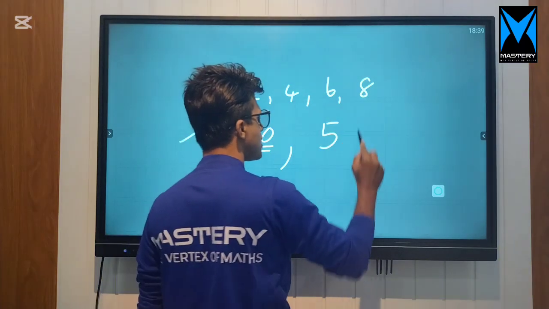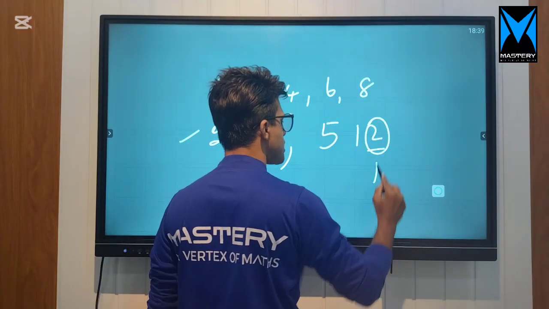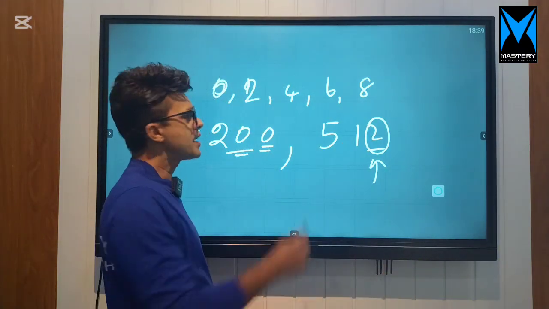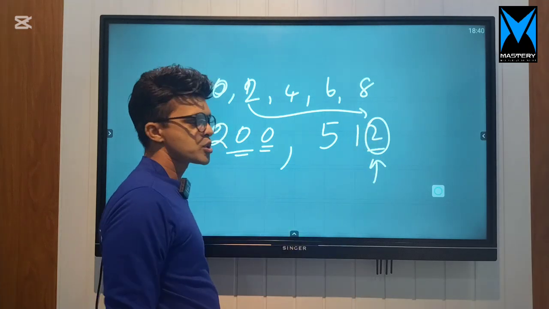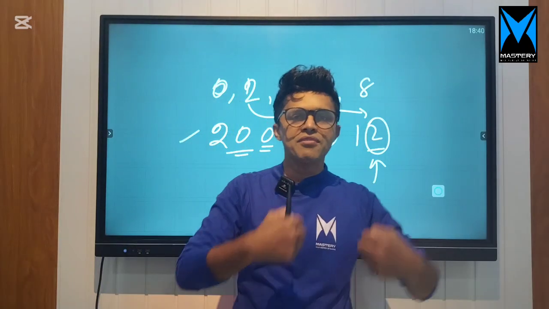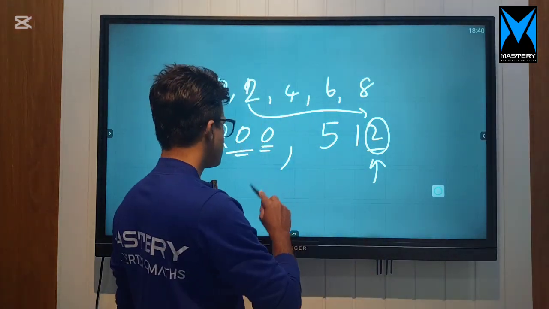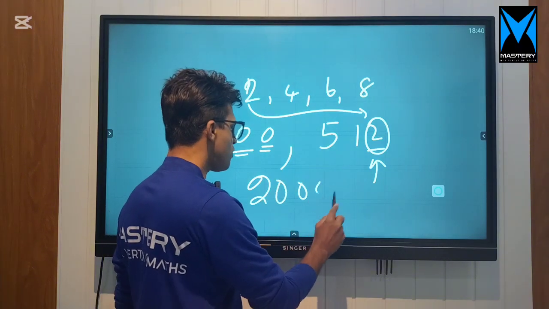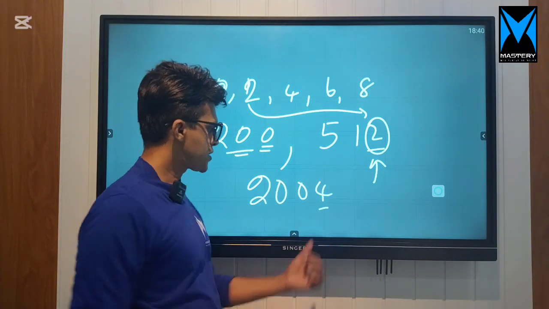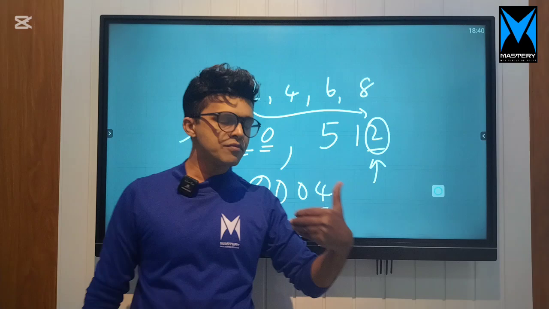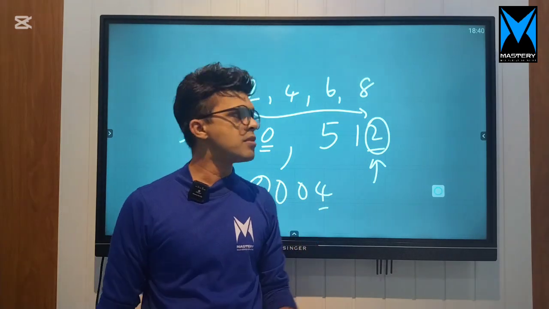Just think of 512. You could see in the ones place this 2, right? So 512 also can be identified as an even number. Just think of this one, 2004. You could see in the ones place, right? 2004 we could also identify as an even number.